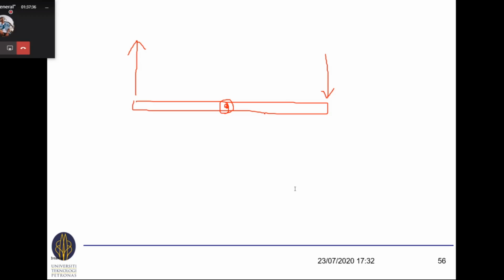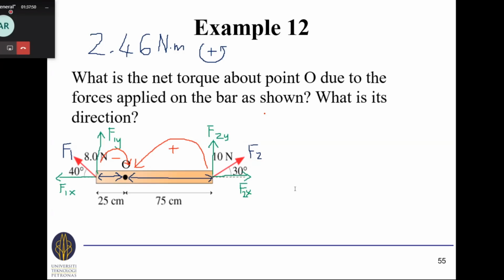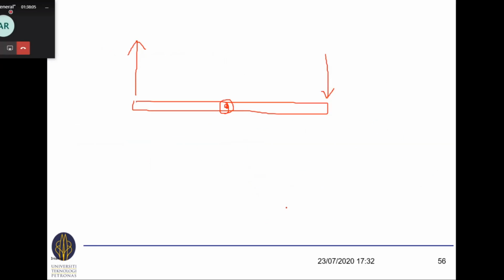Excuse me, Miss. Is it possible for the angle to be... can you show the question again? For example, if the 30 degrees was on the other side of the y-axis. Here, like that? No, on the other side. Oh, I understand. That means it should be like this. Like that, is it? Yeah.